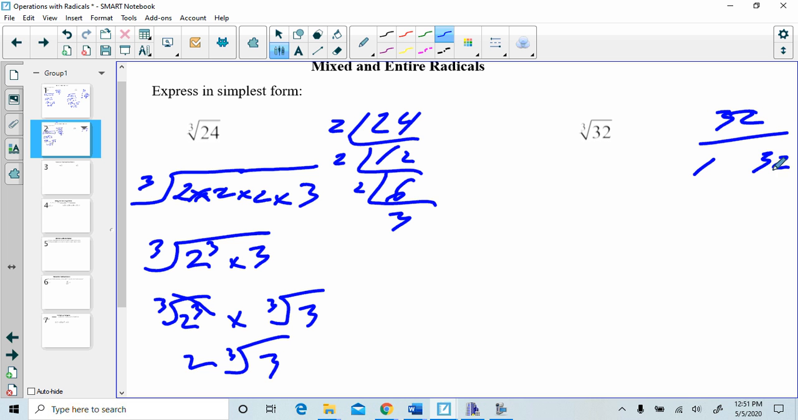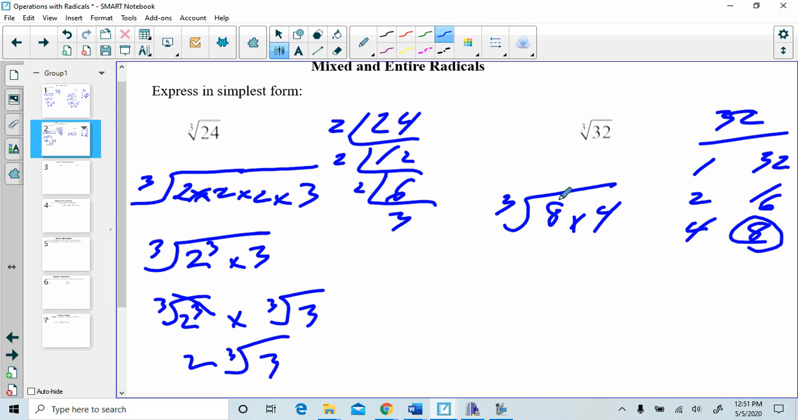1 by 32, 2 by 16, 4 by 8, and we hadn't got to a perfect cube until now. There's an 8. That's a perfect cube. 2 by 2 by 2 is 8. So we're going to use that. So we're going to go cubic root of 8 times 4.